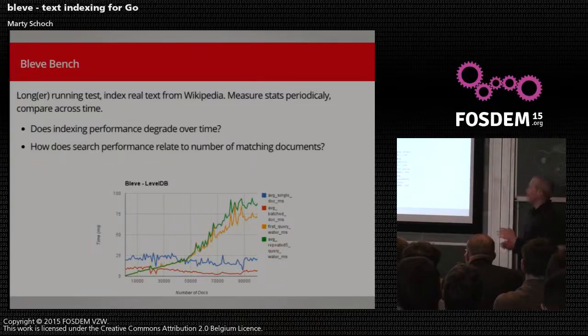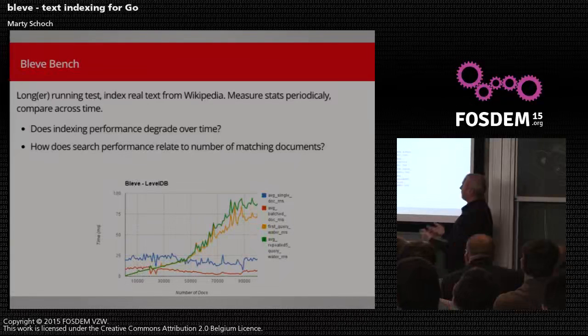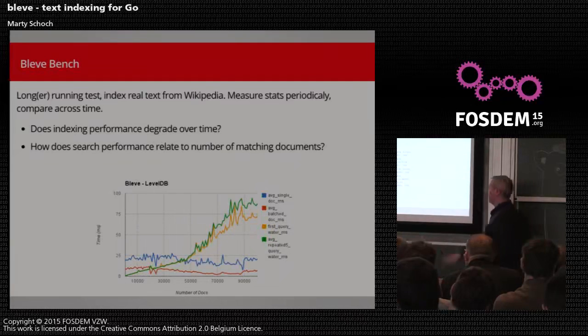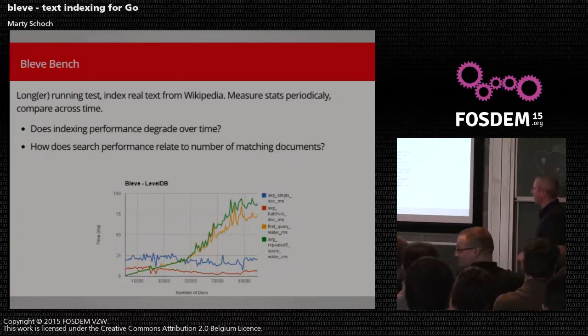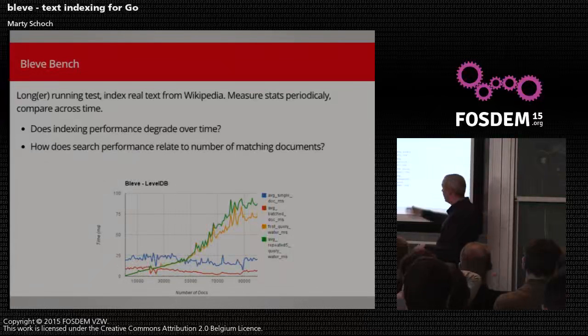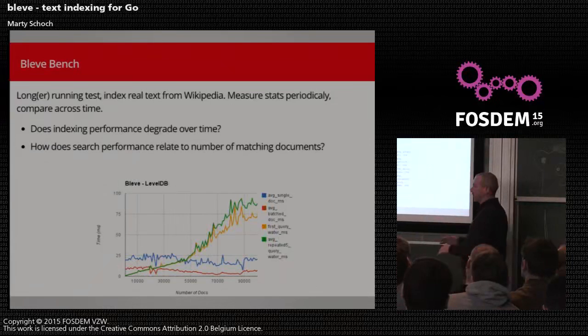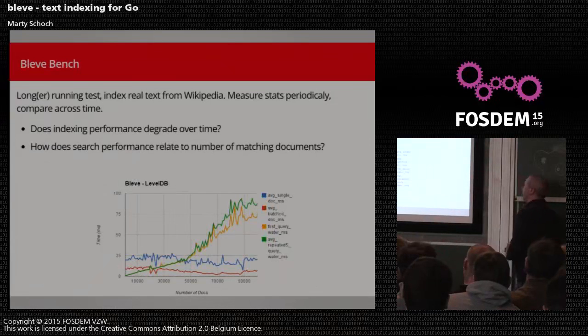So this helps us answer questions like, is the indexing performance degrading over time as we index more and more documents? Or, how does the search performance relate to the number of matching documents? And again, this is one snapshot that I just included here. I wouldn't focus too much on the details, but it gives you a sense of the kind of data we can look at and see, okay, the indexing looks pretty good. I mean, it's a little erratic at times, but it's not getting worse as we go necessarily.